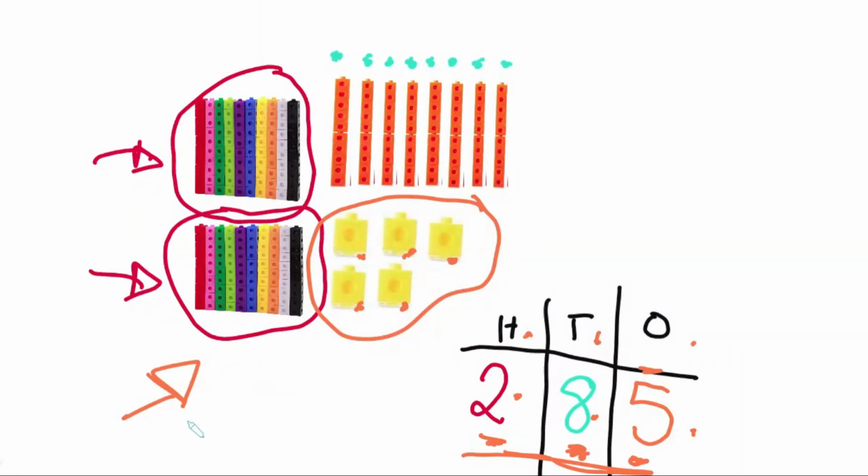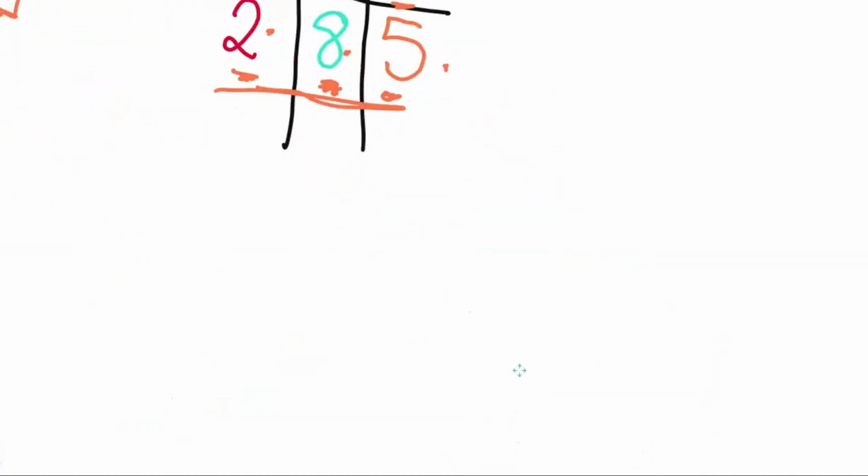285. That's how many blocks we have here. 285. Absolutely phenomenal. Now, what we're going to do is I'm going to give you a few sums to help work out some answers, okay?